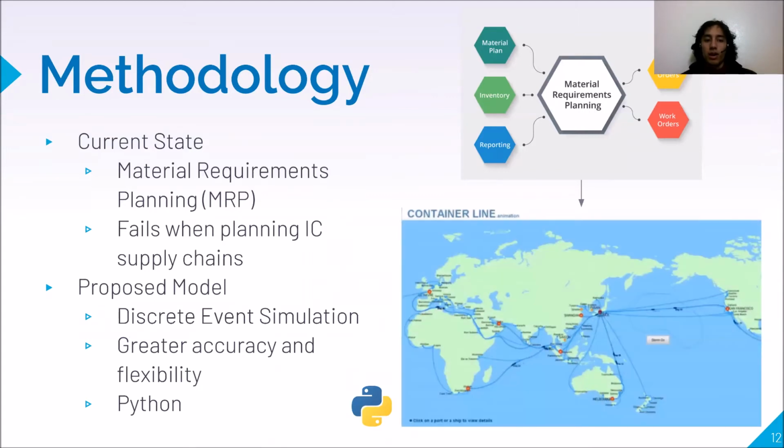Currently, material requirements planning is used throughout industry to plan production, but unfortunately it fails for IC supply chains. We're proposing discrete event simulation as an alternative tool for production planning. Discrete event simulation involves setting up a model and running hundreds of thousands of different scenarios to figure out what gives you the best results, making it much more flexible and accurate than MRP. We developed our discrete event simulation within Python.